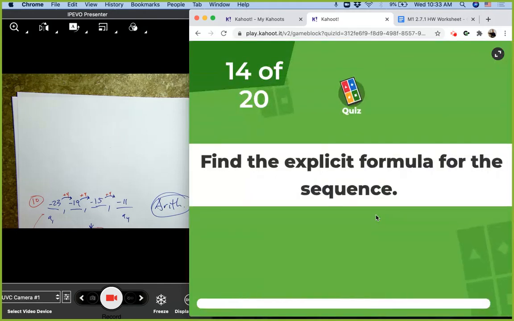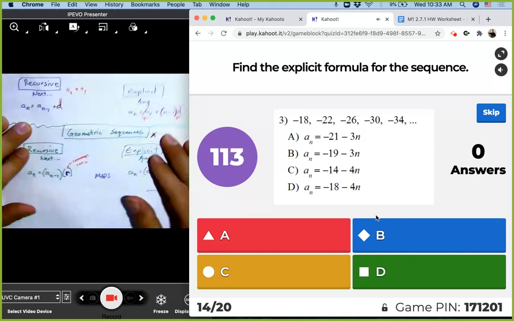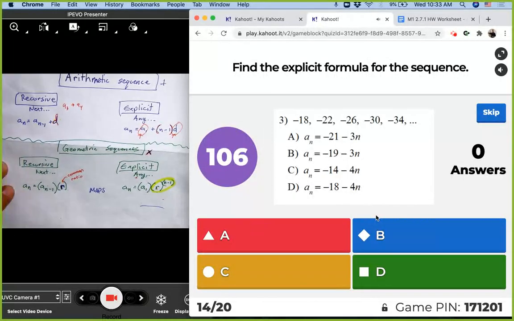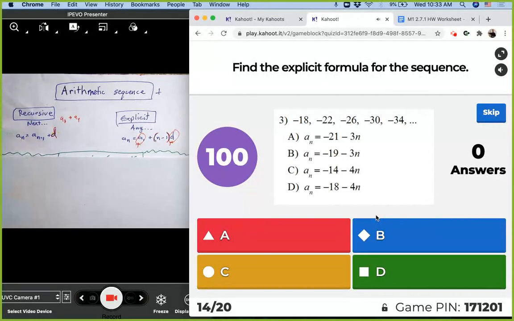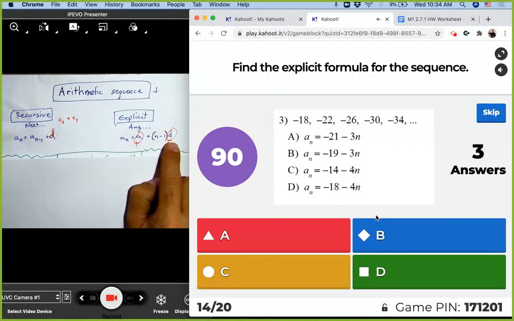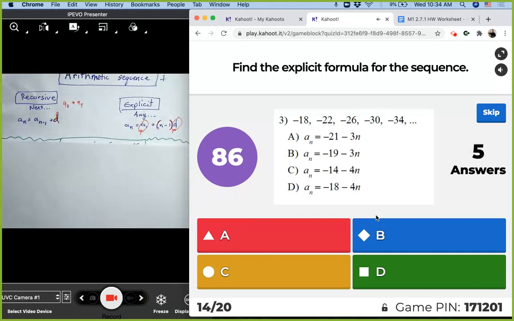Find the explicit formula for the sequence. First, you've got to decide, is it geometric or is it arithmetic? Are we adding or multiplying to go between them? To me, it looks like we're adding, so I'm going to go ahead and cover up arithmetic or geo. I'm going to stick with arithmetic. So we're trying to fill in an explicit formula. If we know the first term, which we do, we put it here. If we know the common difference, we put it here and distribute, simplify, and you're done. So let's see.